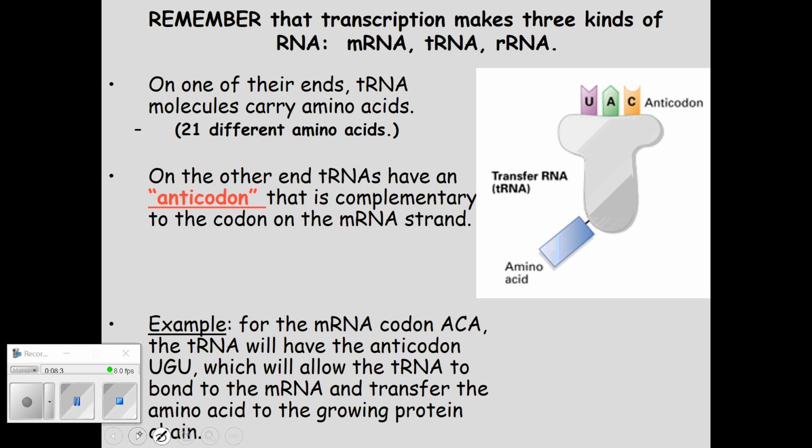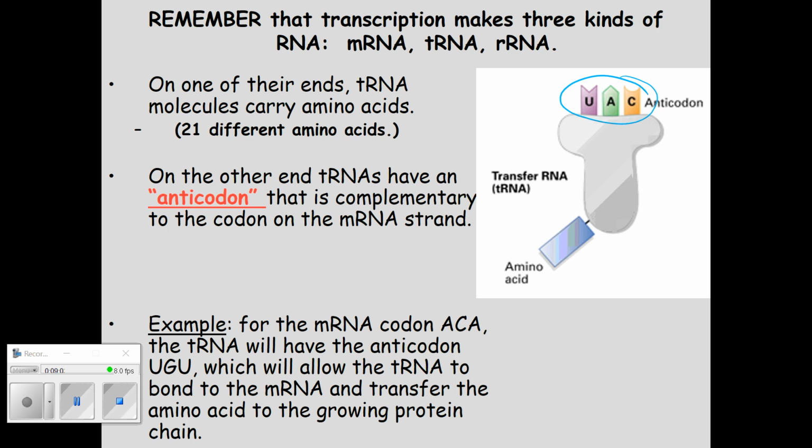Remember that transcription makes 3 kinds of RNA: messenger RNA, transfer RNA, and ribosomal RNA. On one of the ends, transfer RNA molecules are going to carry amino acids. There are 20 different amino acids. On the other end of the transfer RNA, we have an anticodon. This anticodon is going to be complementary to the messenger RNA strand.